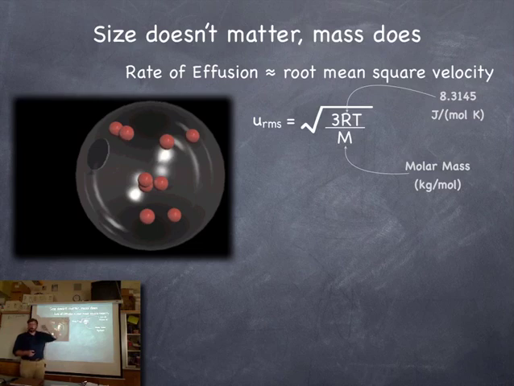Wait, so heavier particles have more velocity? Heavy particles have less velocity. They move slower at a given temperature. They have the same kinetic energy. Kinetic energy depends on mass and velocity. So if particles have different masses, they're going to have different velocities.